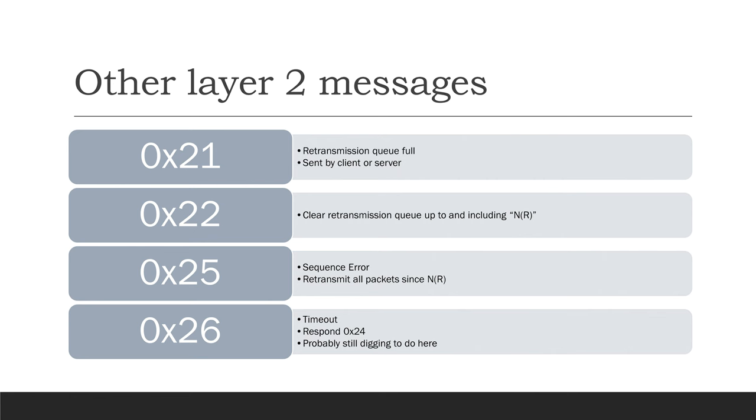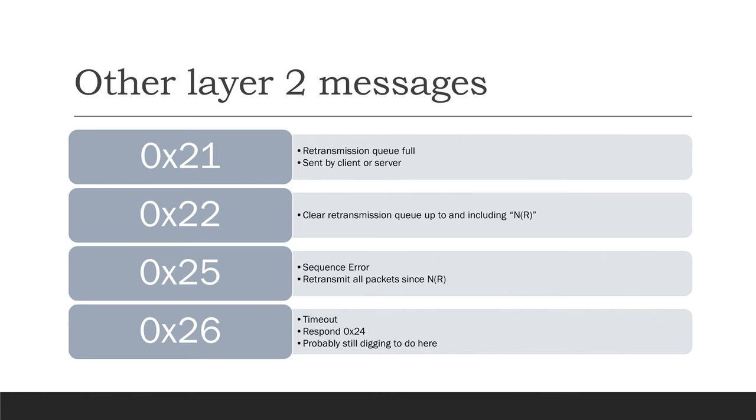And if your buffer filled up, you could always say packet 21, saying my retransmission buffer is full, and the other guy responds with packet 22. Packet 25 is a sequence error. So if you see 1, 2, 3, 4, 5, you say packet 25, number received is 3, and he'll start over from 4. Packet 26 is, we don't want to send messages.